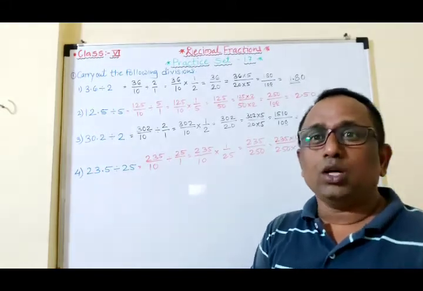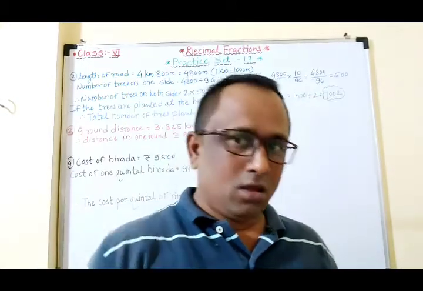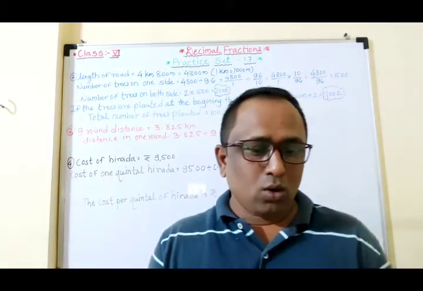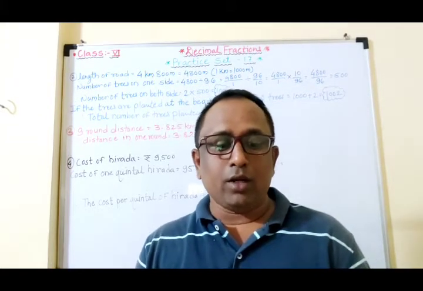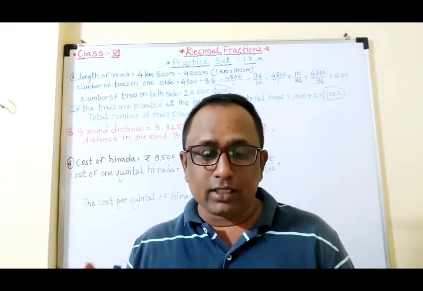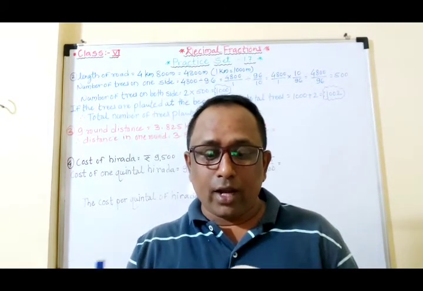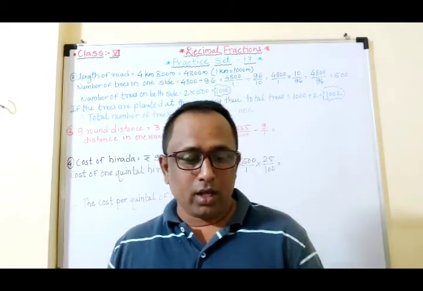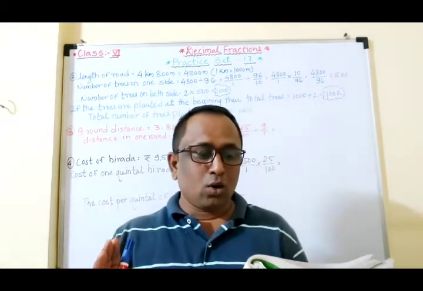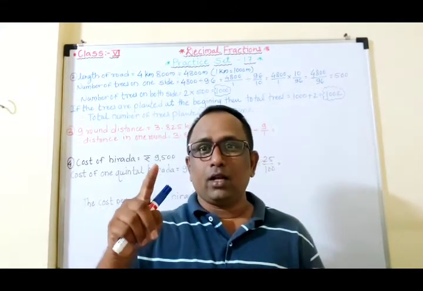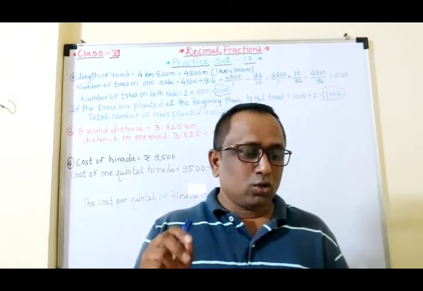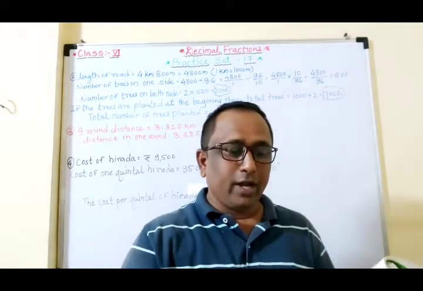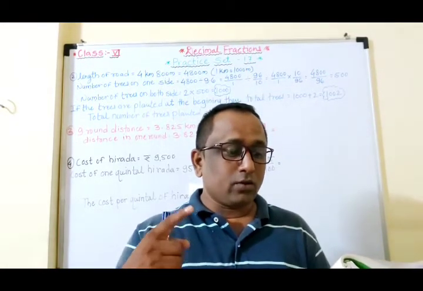Okay, now we'll move to the word examples. The first example is a word problem. A road is 4 km and 800 meter long. If trees are planted on both its sides at an interval of 9.6 meter, how many trees were planted? Okay, now students, here a road is 4 km and 800 meter long. So they are planting the trees at an interval, meaning a distance of 9.6 meter. How many trees were planted?